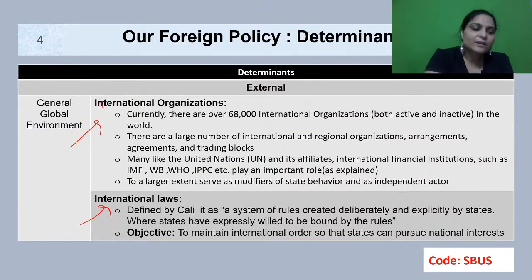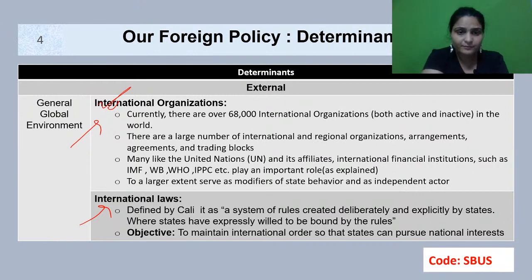The international organizations, as I told you, I will be taking the Westphalia Treaty in our later sessions. I will take that in detail. Today we are just doing a launching session, an introductory session. We'll cover all of these things in detail. I'm just giving you an overview of foreign policy today.